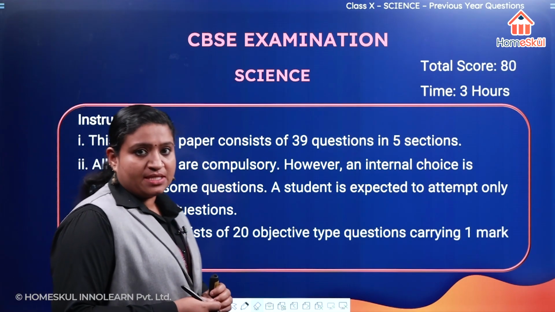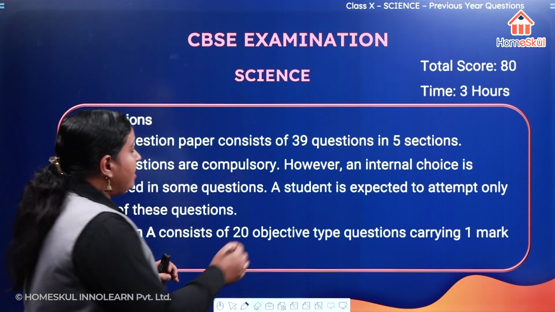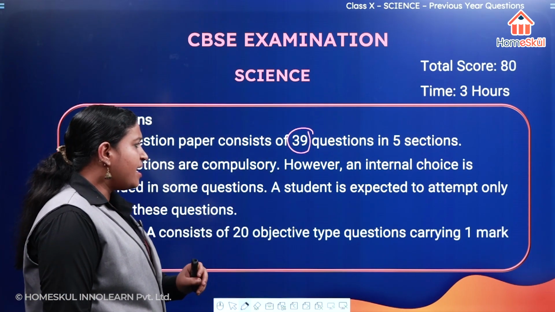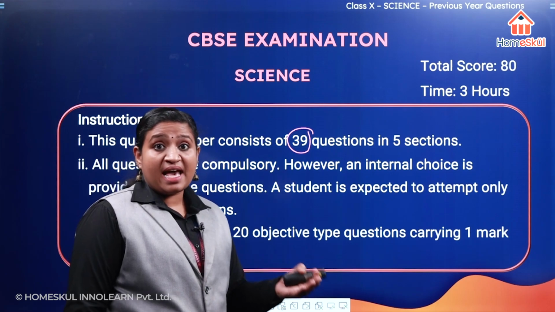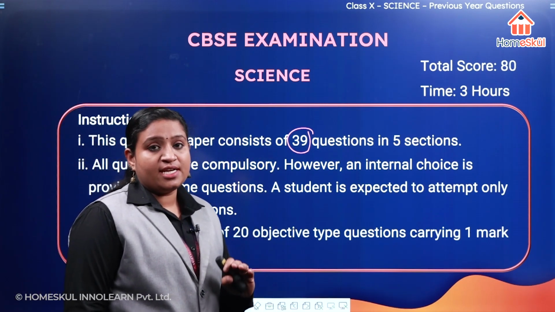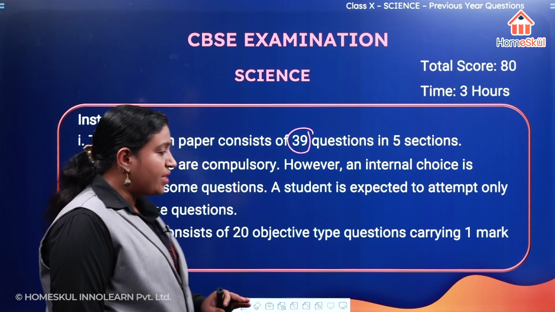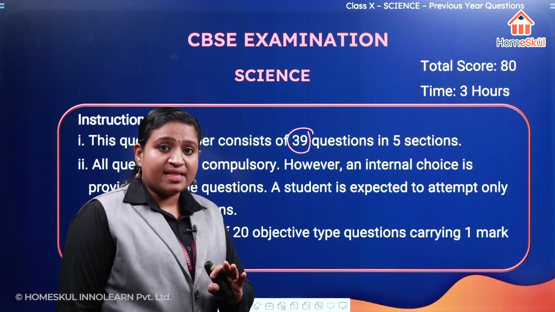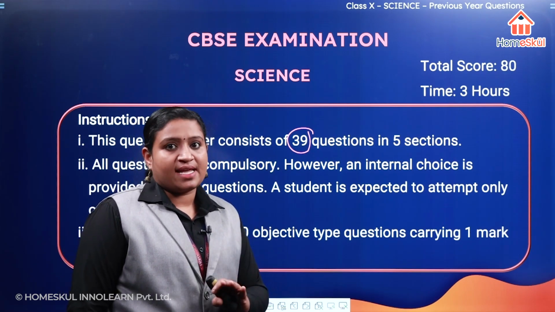As per the new CBSE question paper, there will be a total of 39 questions and all the questions are compulsory, but in some of the questions you will have an internal choice. So if there is an internal choice, you can attempt any one. Make sure that you do not attempt both the questions. If you do, they will not evaluate the second answer.